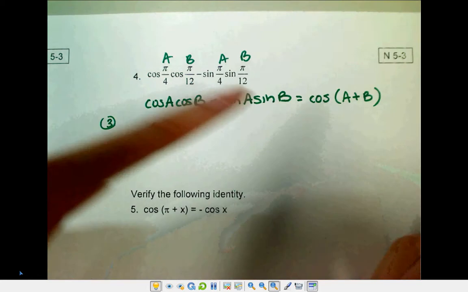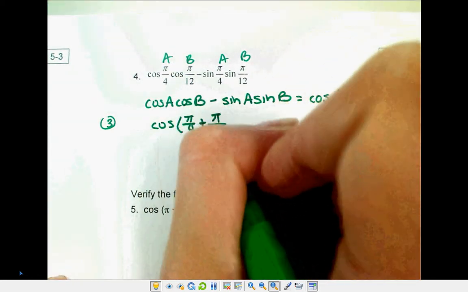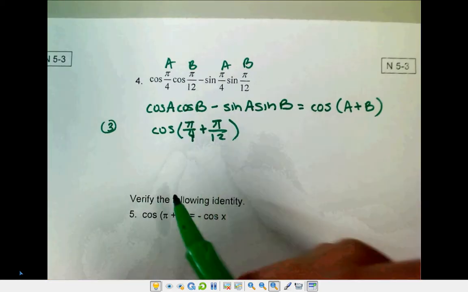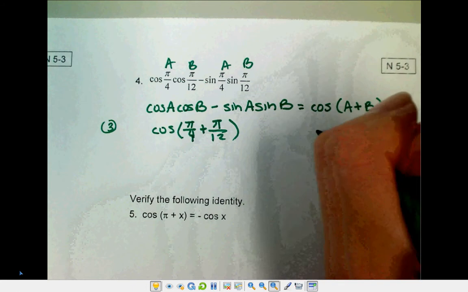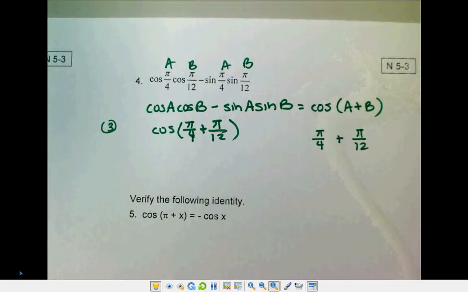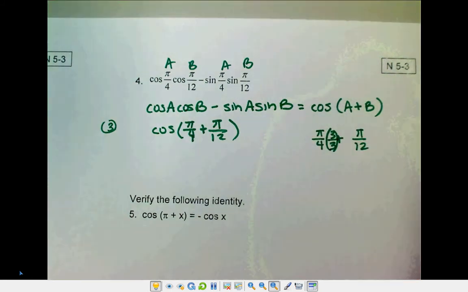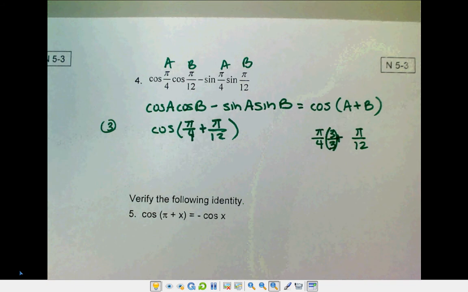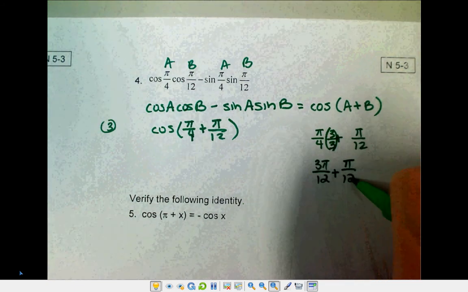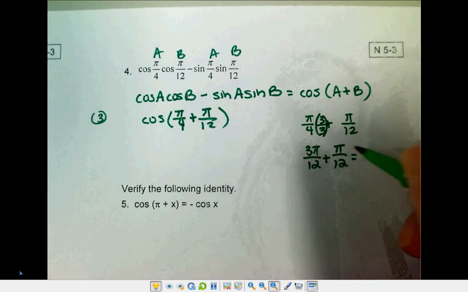Now we're going to plug in my A and my B, so I have pi over 4 plus pi over 12. Now to add these together, these are two fractions. So in order to add them together, I'm going to need them to have the same denominator. So what I'm going to do is multiply this first fraction by 3 over 3 so that it can have a denominator of 12. So this is 3 pi over 12 plus pi over 12. Now that they have the same denominator, I can add them together. So 3 pi plus 1 pi gives you 4 pi.